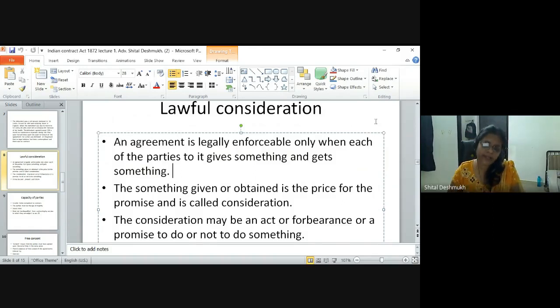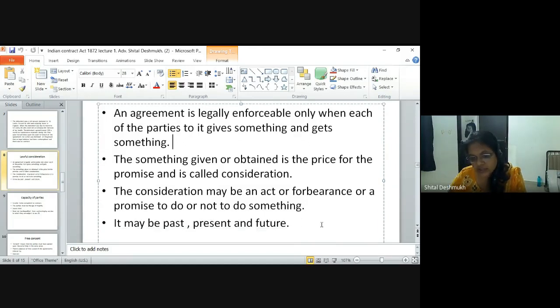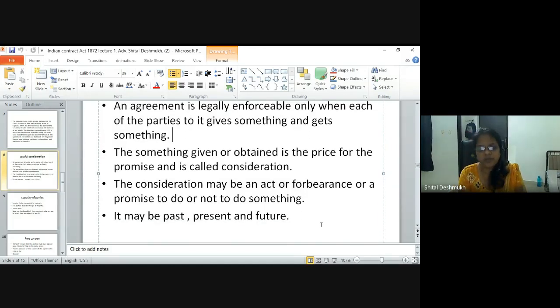And why is this consideration there? The something given or obtained is the price for the promise, and it's called consideration. Of course, there is a definition of consideration. The consideration may be an act, or a promise to do or not to do something, that may be the consideration.